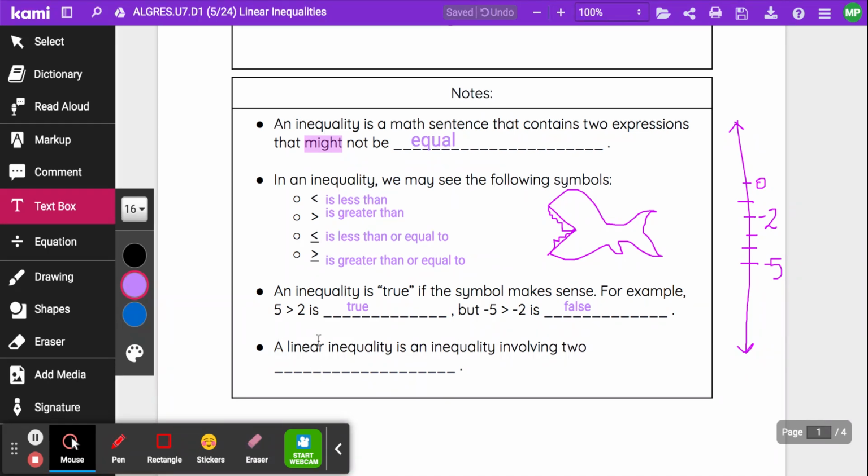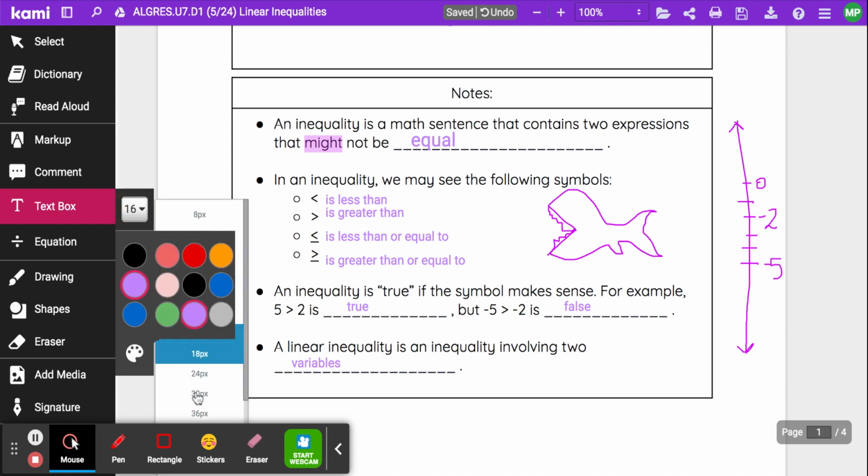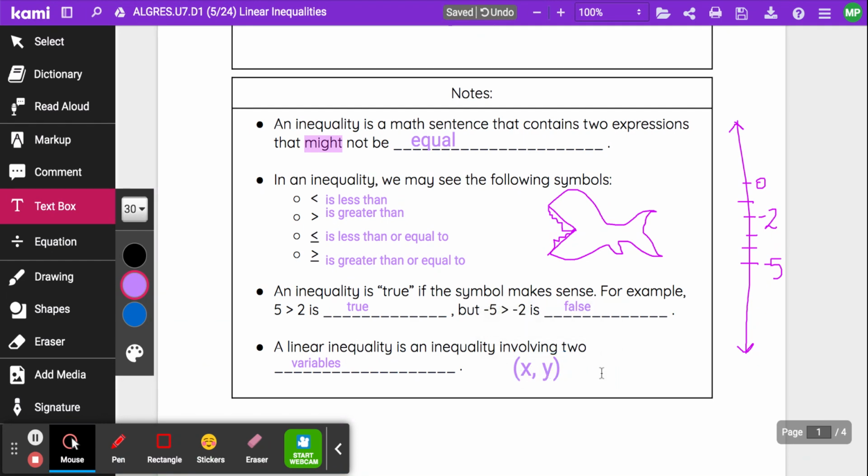Okay, last but not least, it says a linear inequality is an inequality involving two variables. And we're going to remember something really special involving these variables we haven't talked about in a little while. That is that they come at a point x, y. So just like if you were telling someone how to go to your house, you needed to give them your address, which would involve your number and your street. We have an x and a y that tells you how to get to a point on an inequality. All right, these are the notes for today.